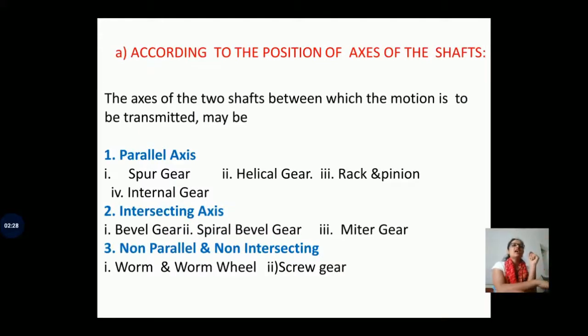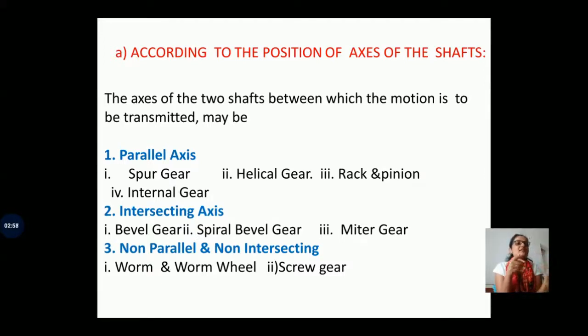First is according to position of axis of shaft. In this category we have three further types of gear: parallel axis, second is intersecting axis, third is non-parallel non-intersecting. In the first category, that is parallel axis, we have three types of gear: spur gear, helical gear, and rack and pinion. When axes are parallel to each other, we have this type.